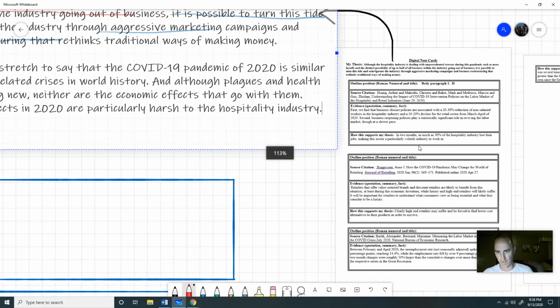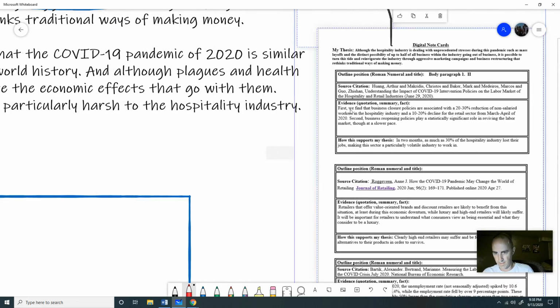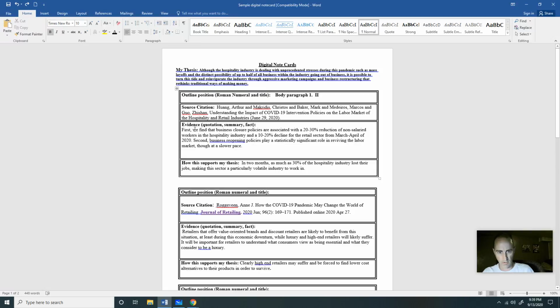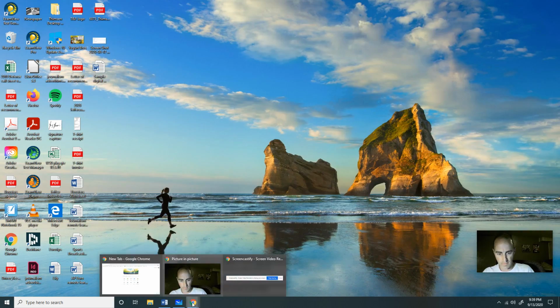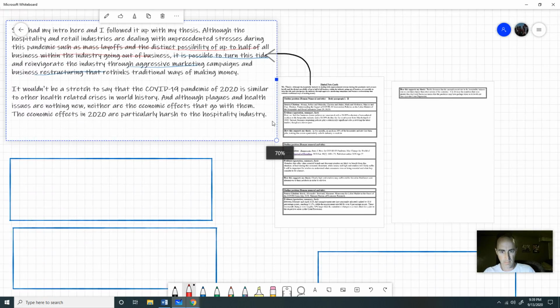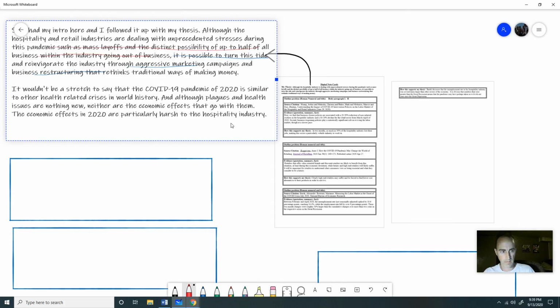Goodness. The E. I have this as my direct quote that I'm going to use. And I'm going to go to my card actually, and I'm going to take a portion of that. I'm going to copy it, and I'm going to paste it right here. And here it is.